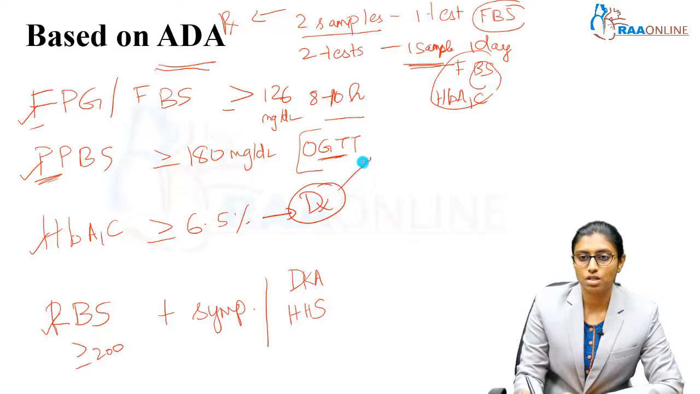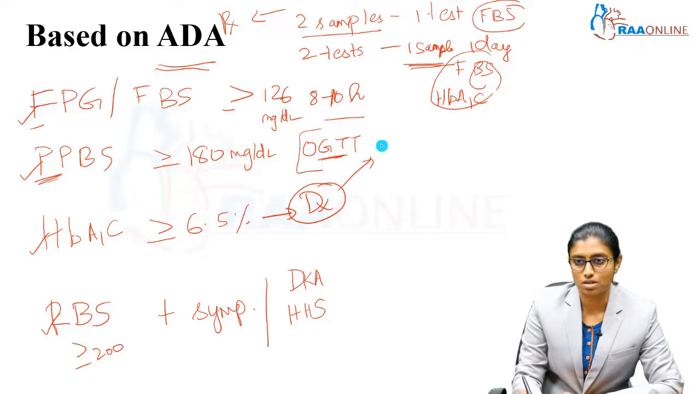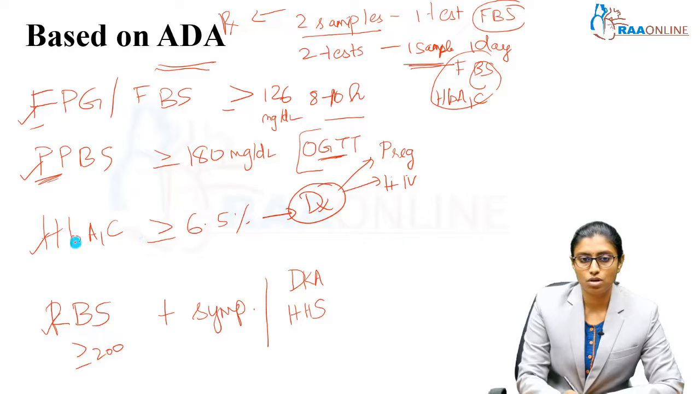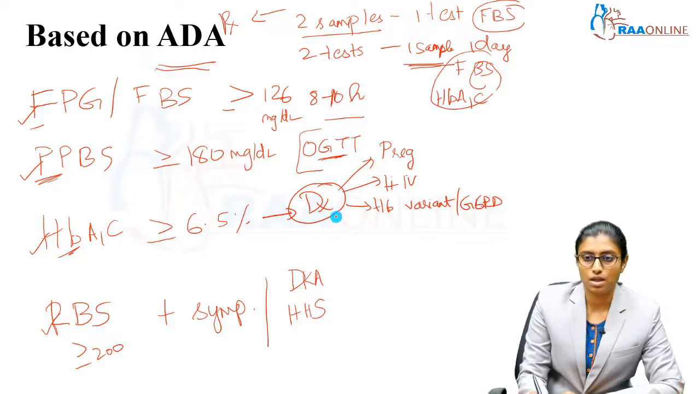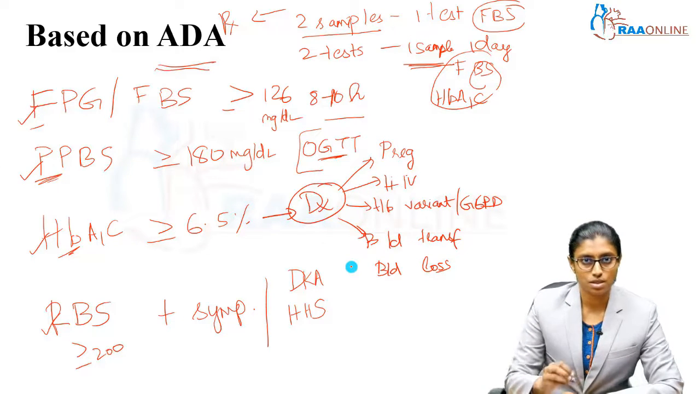So there are certain situations where you cannot use HbA1c as a diagnostic test. First one is pregnancy. In pregnant individuals, we don't use HbA1c for diagnosis of diabetes mellitus. Patients with HIV, we cannot use HbA1c as a diagnostic test. And another thing I told you, it is based on hemoglobin. So if the patient is having a hemoglobin variant, then I cannot use it. Or the patient has G6PD deficiency, I cannot use HbA1c. If the patient has a recent history of blood transfusion or a recent history of blood loss, in all these situations, I cannot use HbA1c as a diagnostic test.